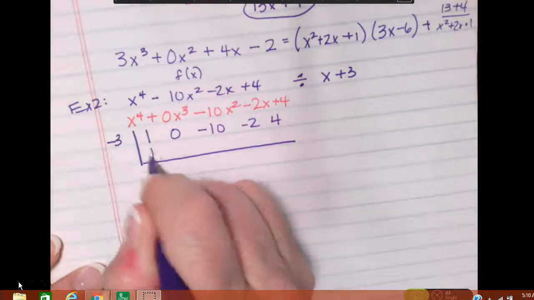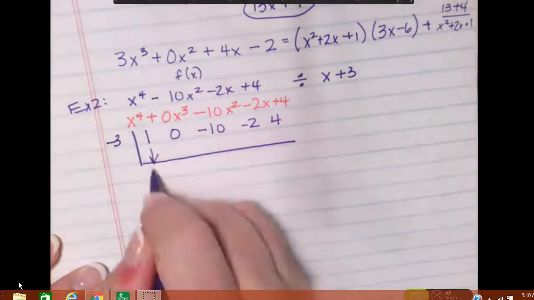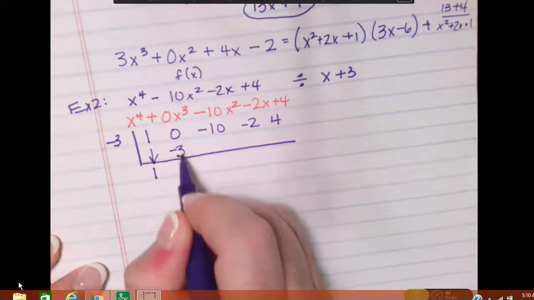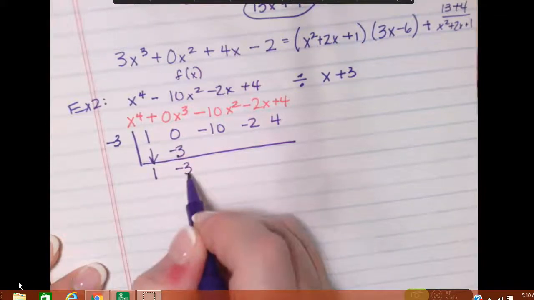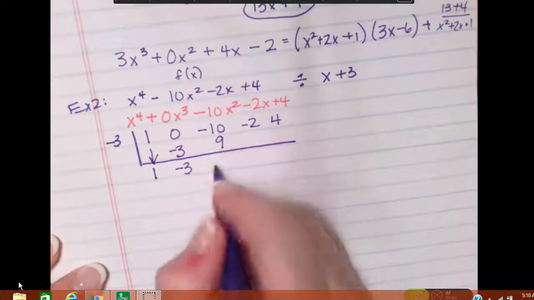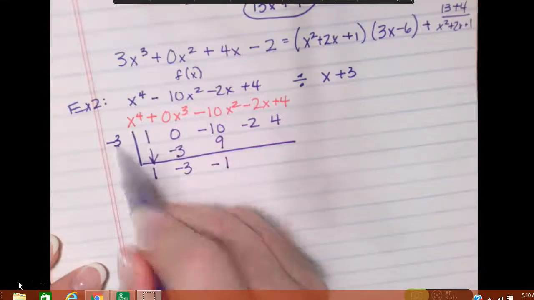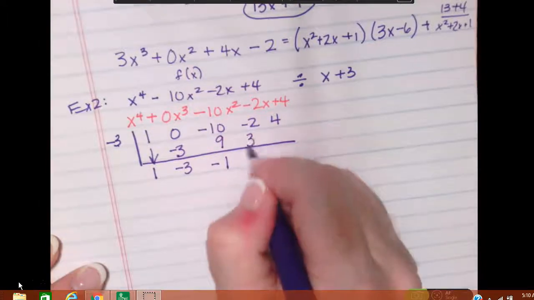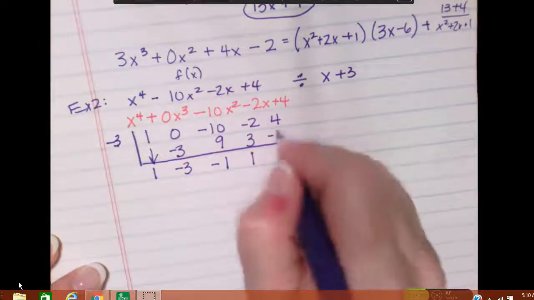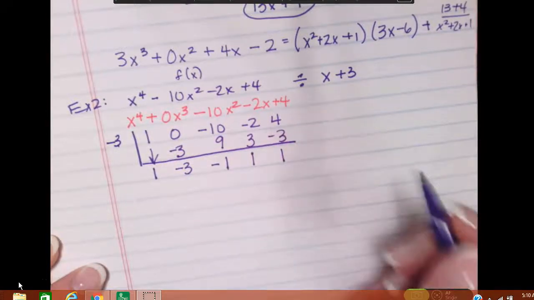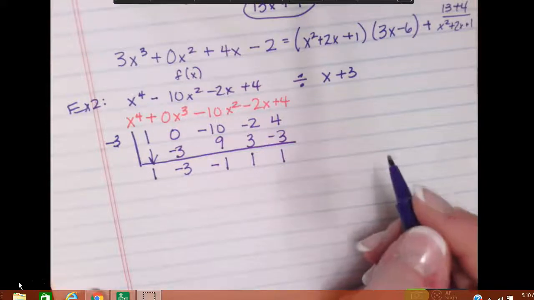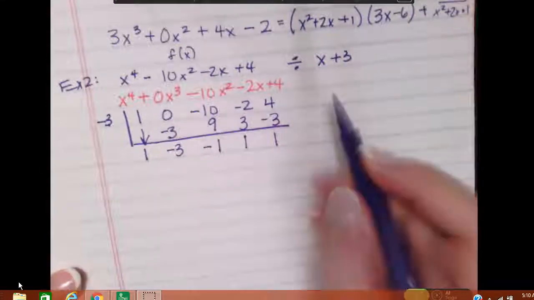So to follow the process again, I'm going to bring down a 1. 1 times -3 is -3. 0 plus -3 is -3. -3 times -3 is 9. Add them up. -3 times -1 is +3, and we get a 1. -3 times 1 is -3. So we didn't get a 0 remainder, but at least the numbers in this one, I feel like they're friendlier, so I think it's a better example.